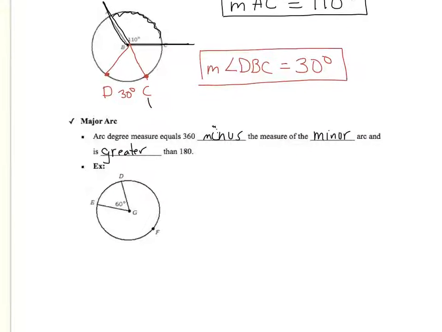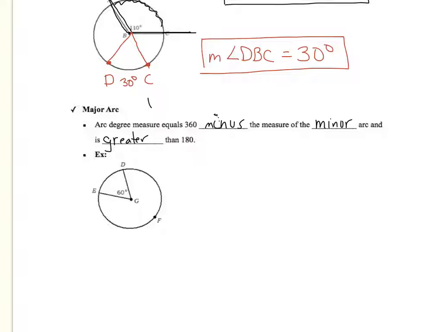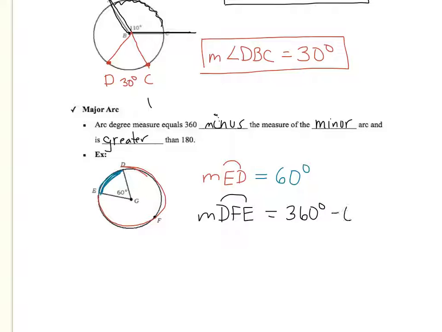So if we look at this example here, let's say I want to know how big this arc is here. Well, I couldn't say arc ED, because if I say arc ED, then that's really referring to this smaller arc here. And we know the measure of arc ED would just be 60, because that's the central angle. So if I want to refer to the bigger arc, I would use 3 letters, so maybe D, F, and E. So I could say the measure of arc DFE, which is that bigger one, is 360 minus the minor arc, which is 300 degrees.